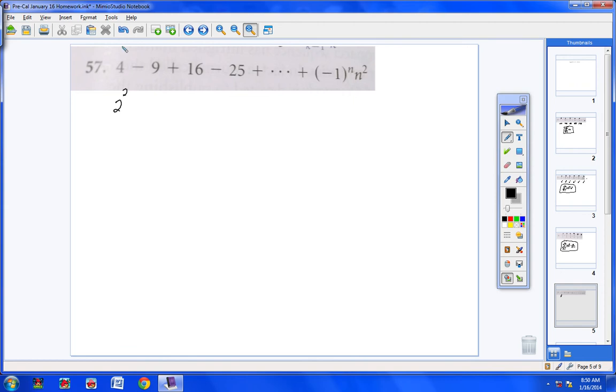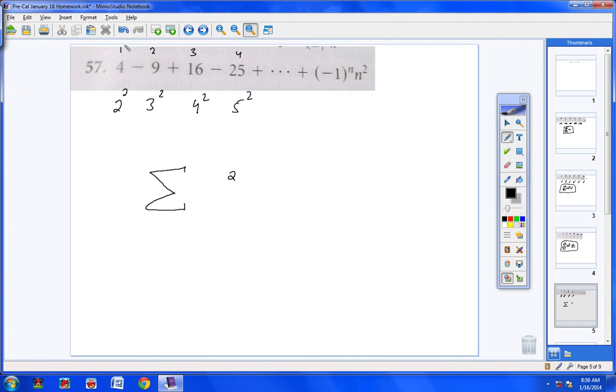Notice the pattern. Well, first of all, let's put the term numbers. Term number 1, 2, 3, 4. 2 squared, 3 squared, 4 squared, 5 squared. Now, first of all, let's notice that all of my exponents are 2's. Do you see that? So I know I'm going to have a power of 2.